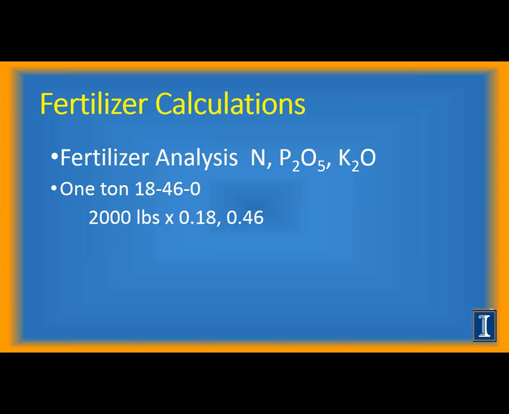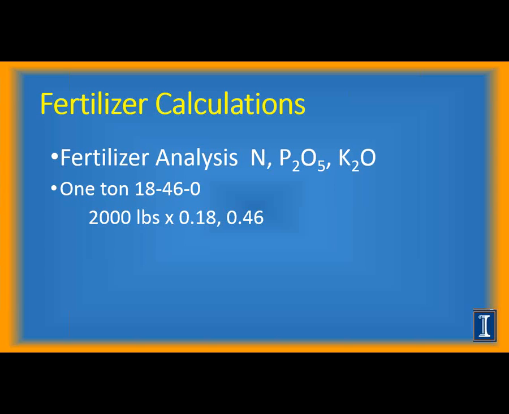So the good news is the currency that we give soil tests and the amount of application we need uses this same unit, P2O5, K2O. So N is a percentage, and that never changes. So let's go through and take a look at what this means. If you have a ton of 18-46-0, that weighs 2,000 pounds, and you would multiply that by 18%, or 0.18, to get the amount of nitrogen in pounds that would be in a ton of 18-46-0, right?